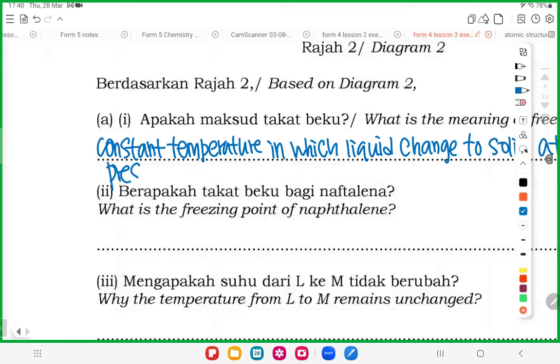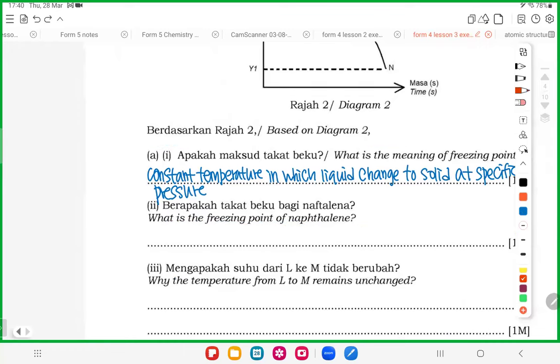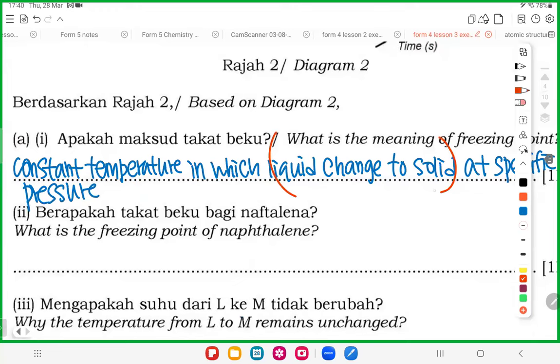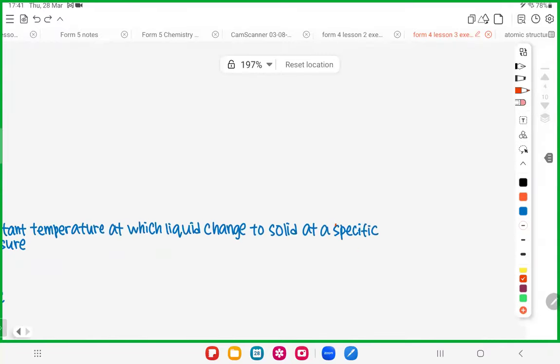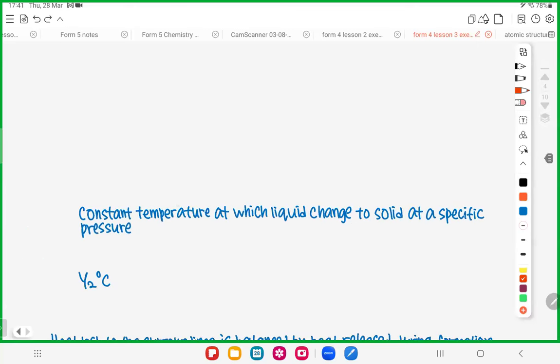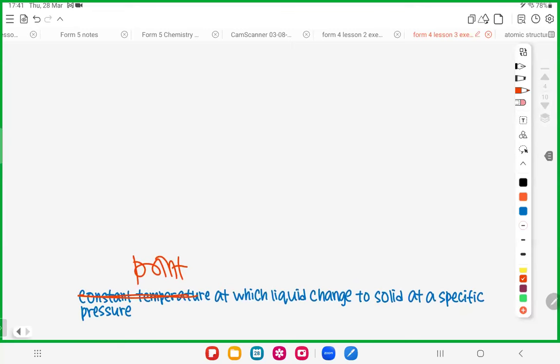Okay? So this is not hard, but the fact is that a lot of students cannot get full marks. Some students only write liquid change to solid. That's it. Many students forgot to put specific pressure. Some students didn't write temperature. They write point: freezing point is a point where liquid change to solid. All are wrong. So this is a very easy question, but not many students can score full marks. Why? A lot of careless mistakes here and there. That's why you have to be very careful. The small details, you really need to be careful with. If you don't watch out for the details, you will lose the mark.